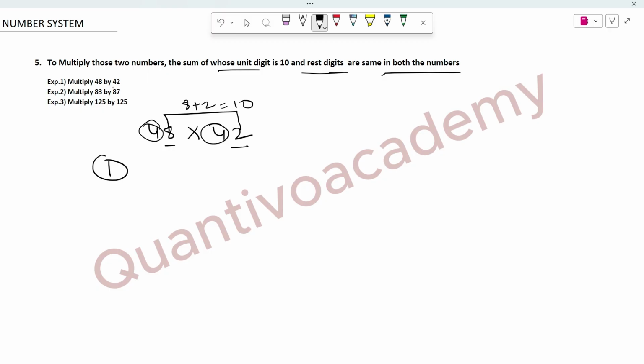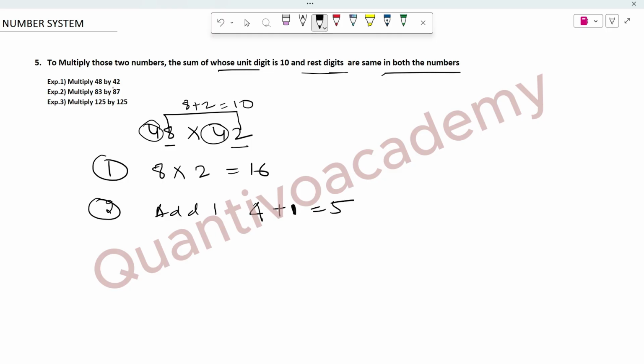What are the unit digits? 8 into 2. We have to multiply unit digits. 8 2s are 16. Then in the second step, what we have to do? We have to add 1 to the rest digits, that is the left digit. What is the left digit? That is 4. We have to add 1 to 4, that is 4 plus 1, which equals 5.